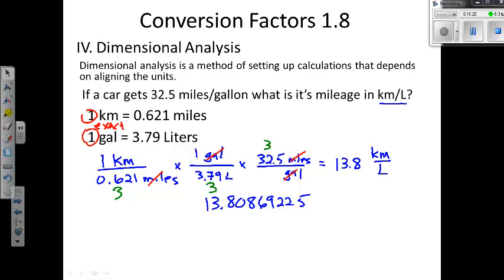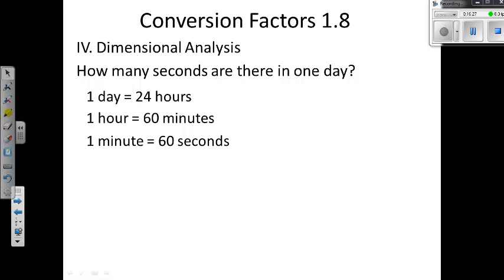But here we did our 3 factors, right? This conversion dimensional analysis involving 3 factors. How many seconds are there in one day? You could count them, but that would take you all day to count them. But you can do the calculation and come up with the answer. And I need to know 24 hours in a day, 60 minutes in an hour, 60 seconds in a minute. So I want my answer in seconds. I'm going to start out with the conversion with seconds on the top, seconds per minute.